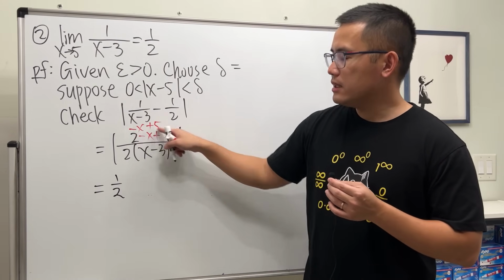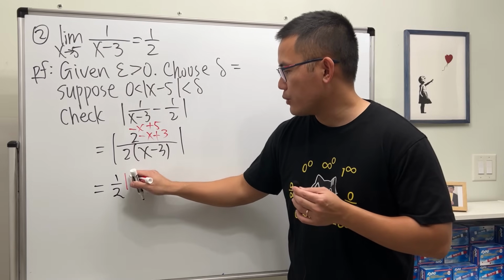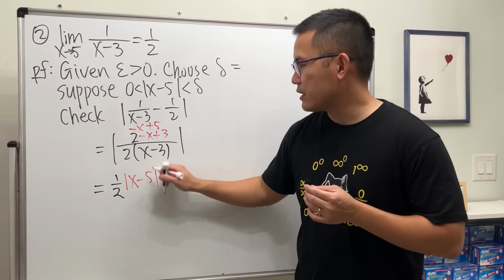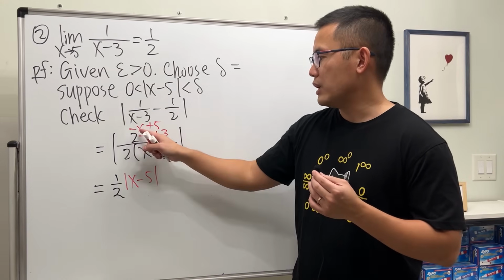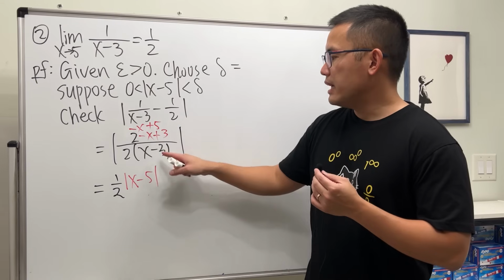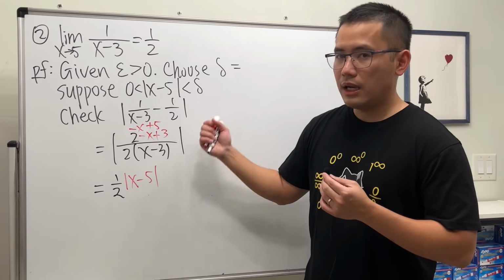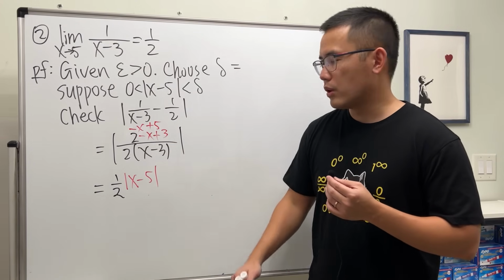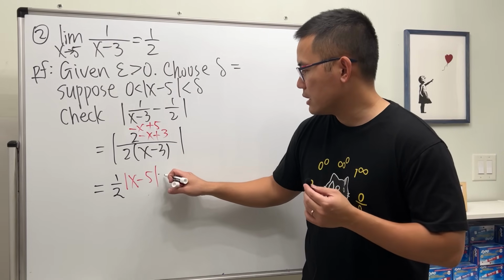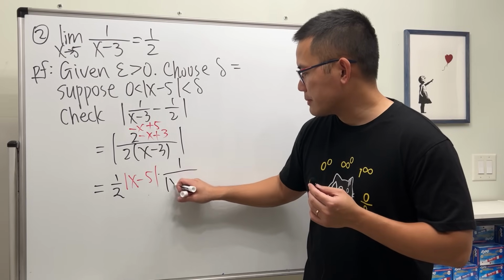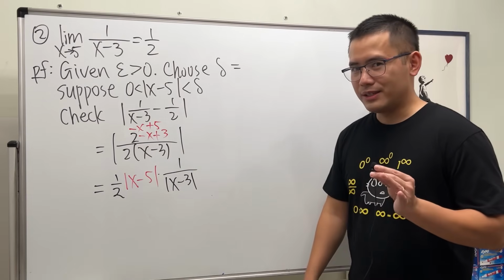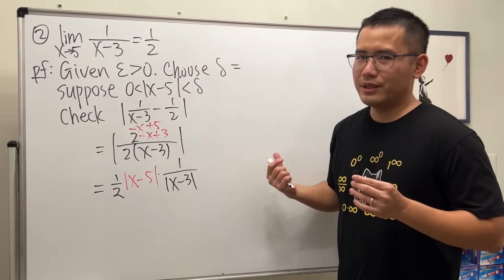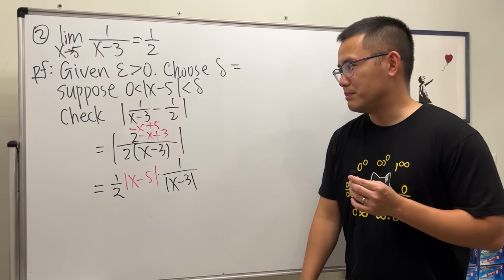And then again, this right here, I can write it as absolute value of x minus 5 after factoring a negative, but the negative doesn't matter in the absolute value. And then we have the x minus 3 on the bottom, still in the absolute value though, so I'll just put down times 1 over absolute value x minus 3. Okay, so yeah, as I told you, once we have the reciprocal, we're getting to study more serious business.